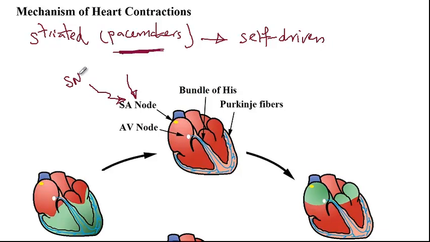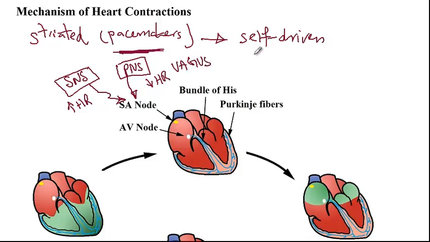But then there are also autonomic connections to these pacemakers. And these are called the sympathetic nervous system. The sympathetic nervous system will increase the heart rate. On the other hand, we have the parasympathetic nervous system, which will decrease the heart rate. And the nerve that you should definitely know as a parasympathetic nervous system that decreases the heart rate is called the vagus. All right, so these autonomic nerves are affecting the function of the pacemakers in order to regulate the rate of heartbeat.